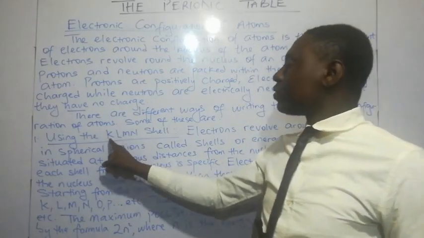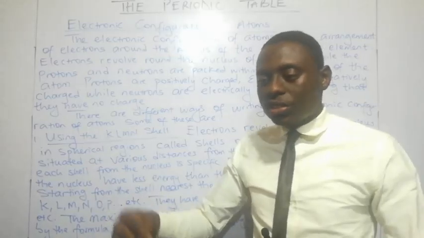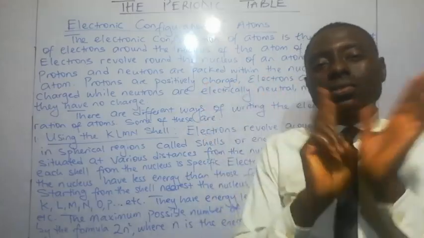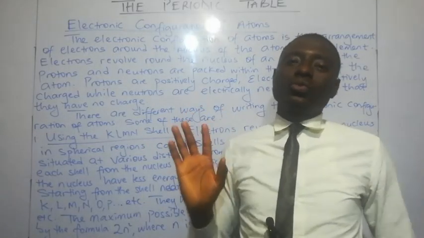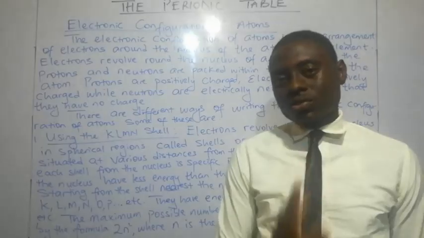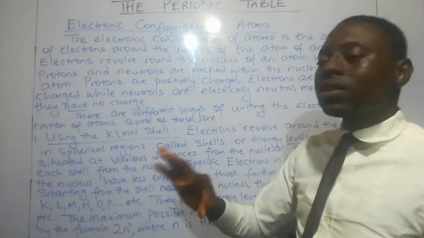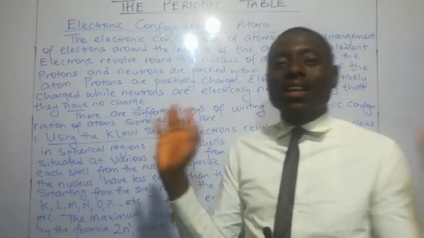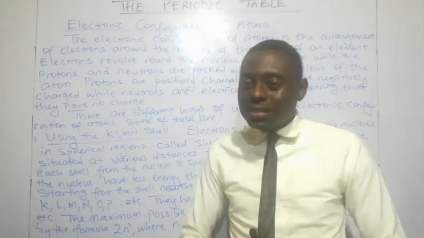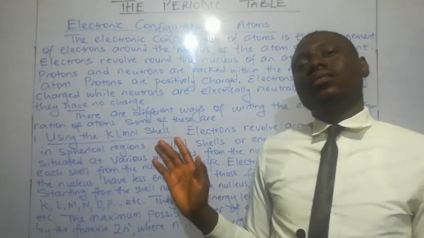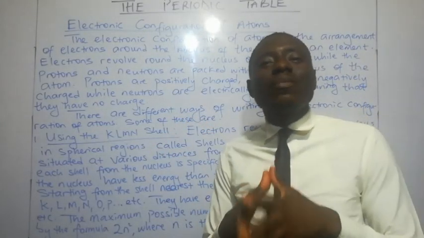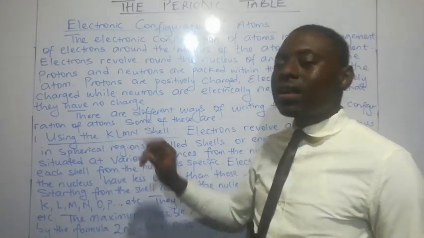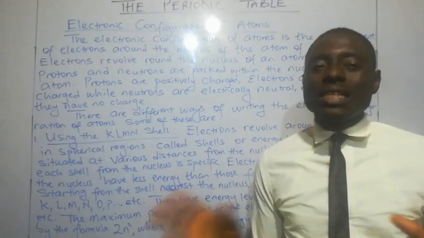For instance, this K shell is the very first shell, the closest to the nucleus. This K shell can only take 2 electrons maximum. It cannot take beyond 2 electrons, and there is a reason for that, which we are still going to talk about. The L shell, the next one, can only take 8 electrons. You can go less than 8, but you can't go beyond 8. That's the way the electrons have been arranged in the atom. The maximum number of electrons on the L shell is 8.